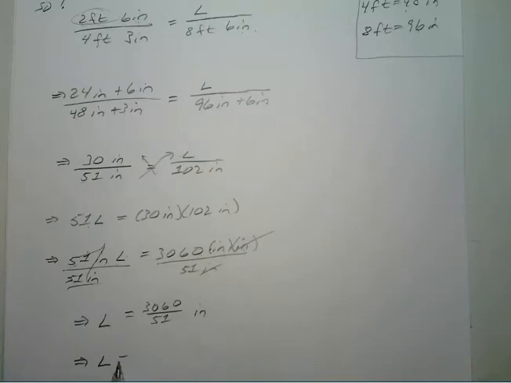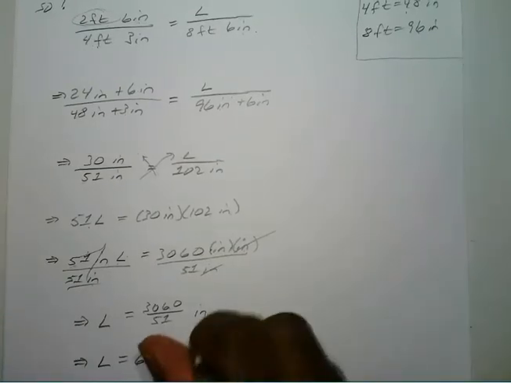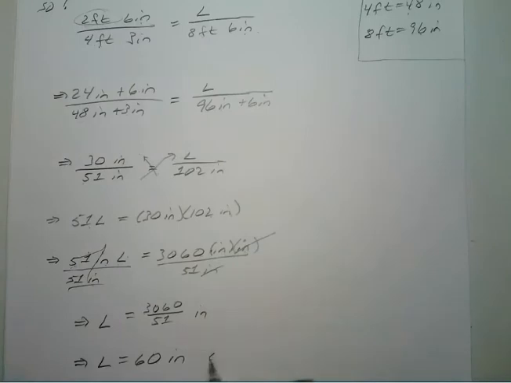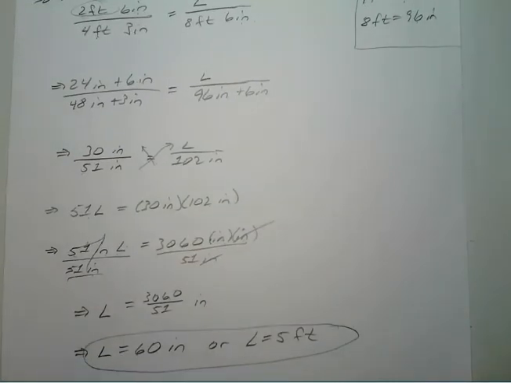Okay, so that means L, 3,060 divided by 51, is actually equal to 60 inches. Okay, and 60 inches is actually equal to 5 feet. So we can write that, or your L is equal to 5 feet. Either one of those would be correct.